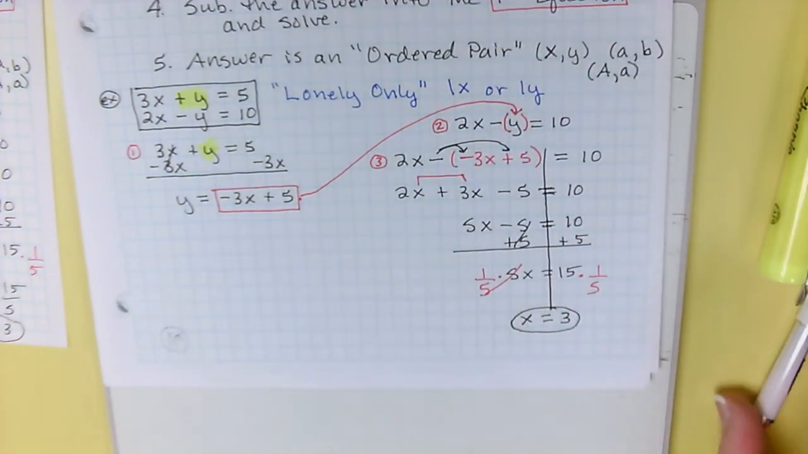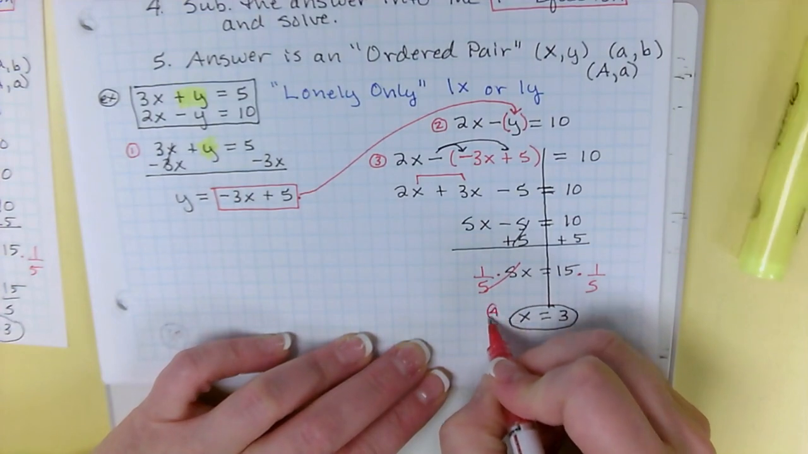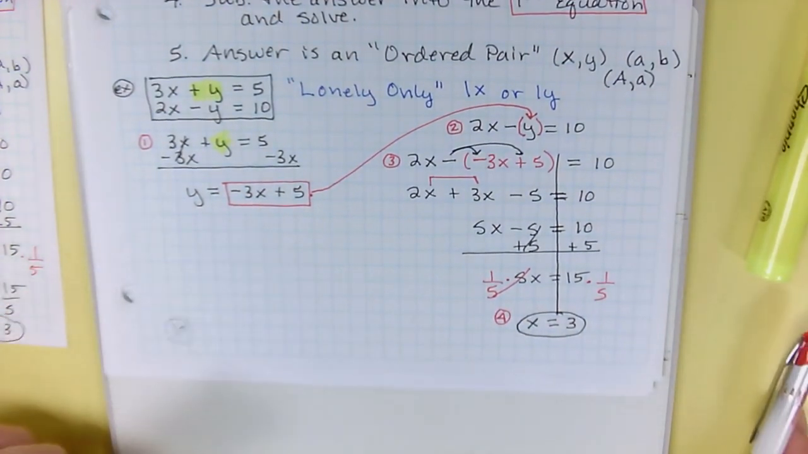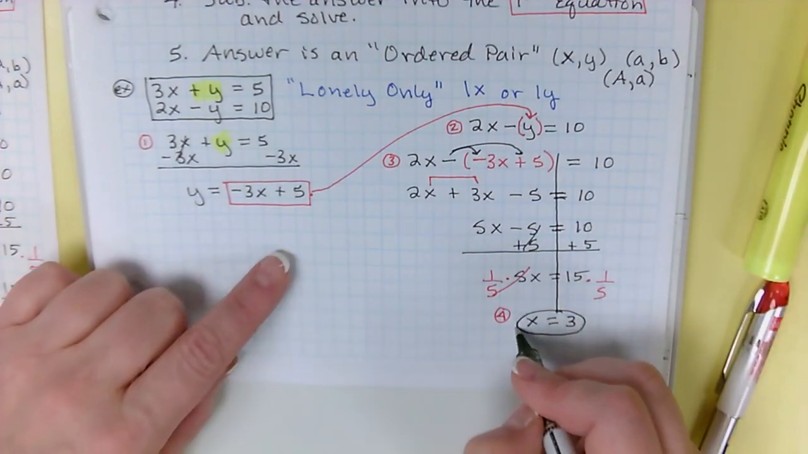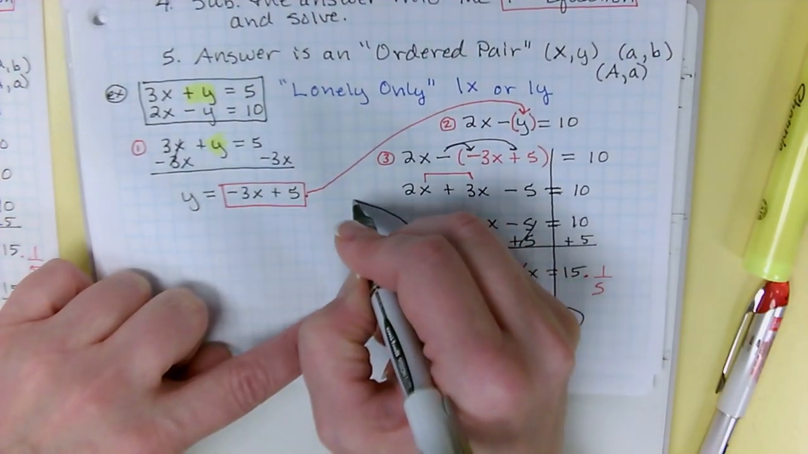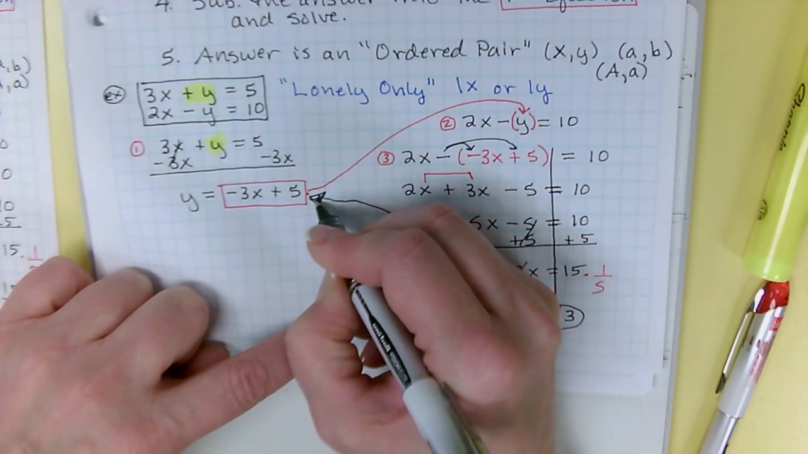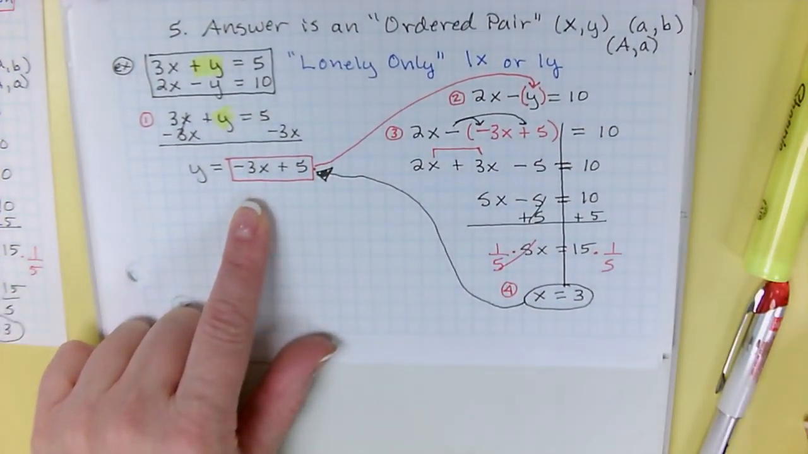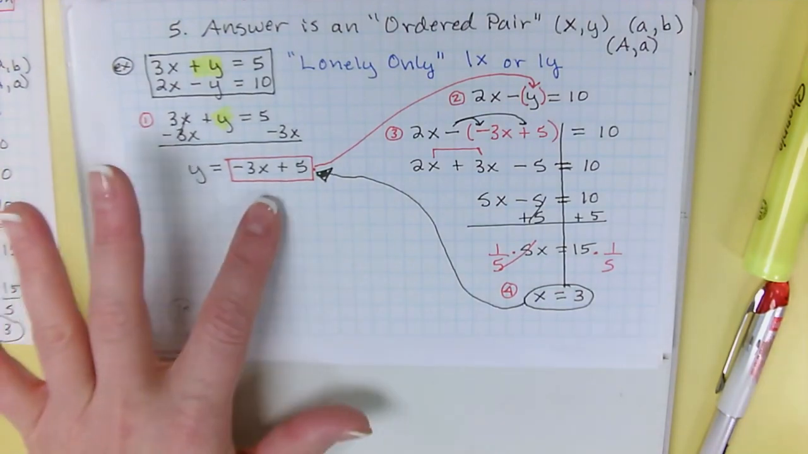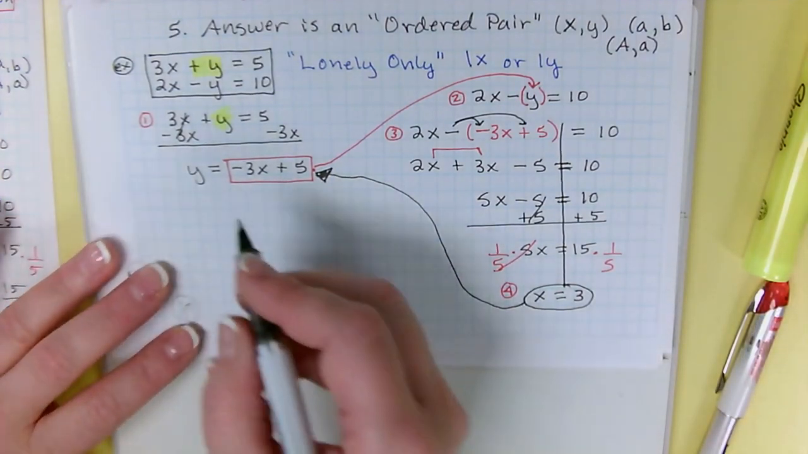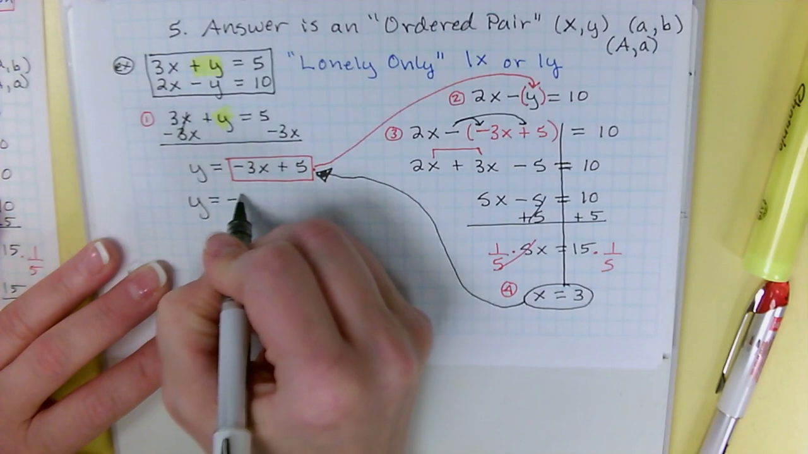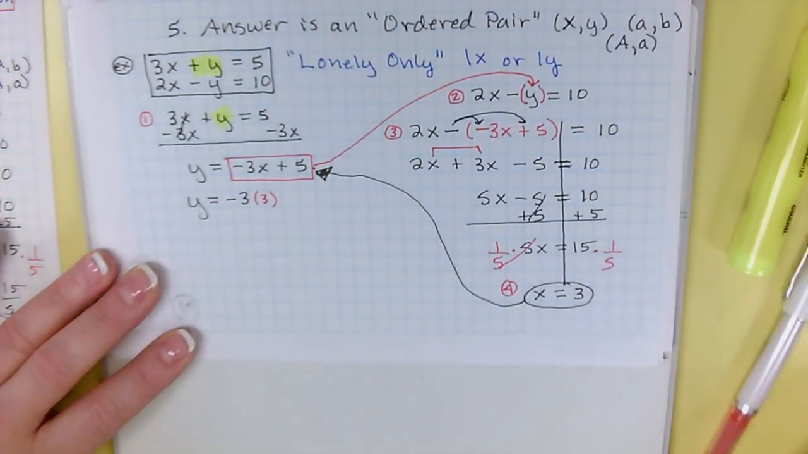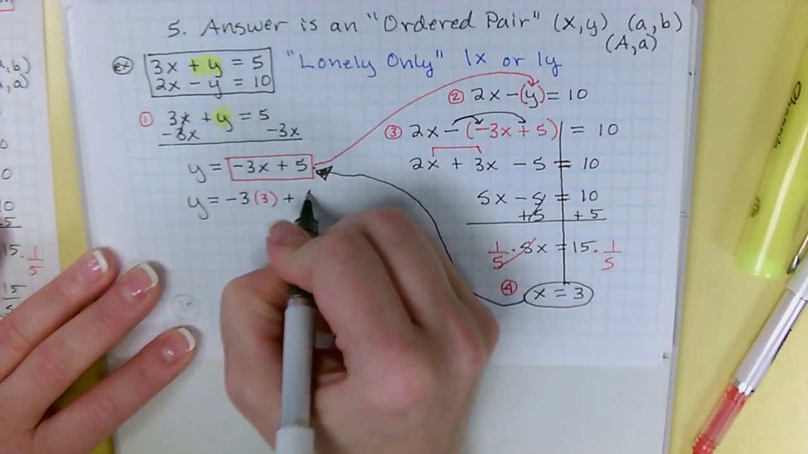Okay, so now we're ready for step 4, which is to substitute the answer back into the first equation. The first equation is really easy to find because it's in a big box. So we're going to substitute that x into that equation. Again, using parentheses because the x is being multiplied by the negative 3. So y equals negative 3 times 3 for my x plus 5.